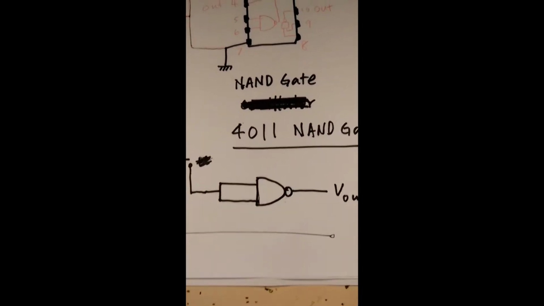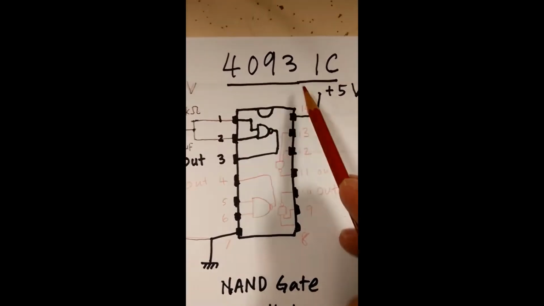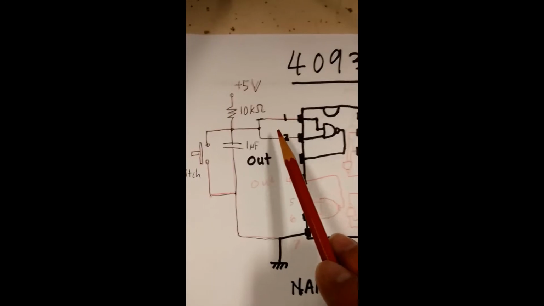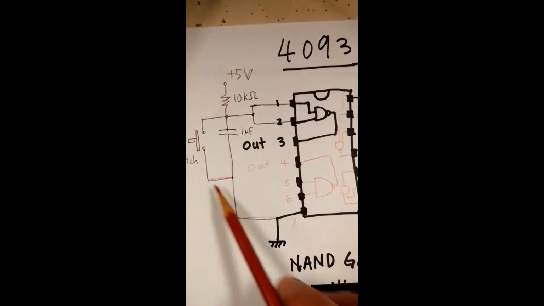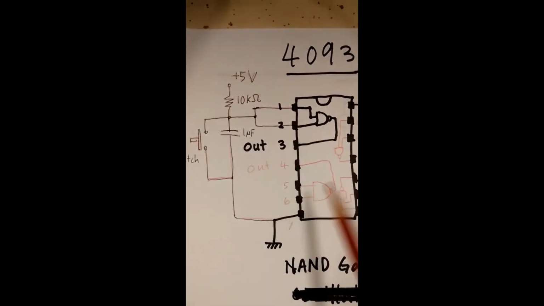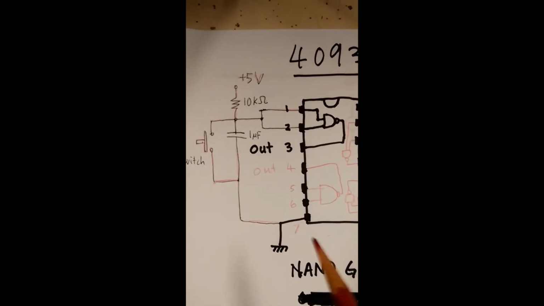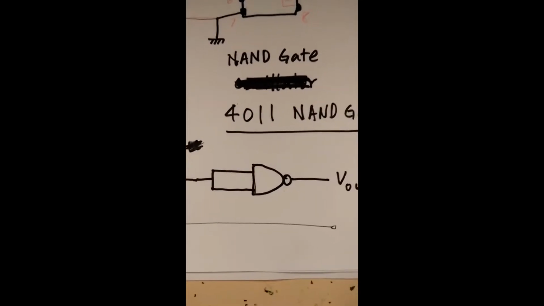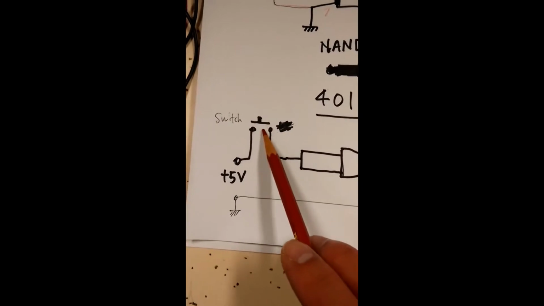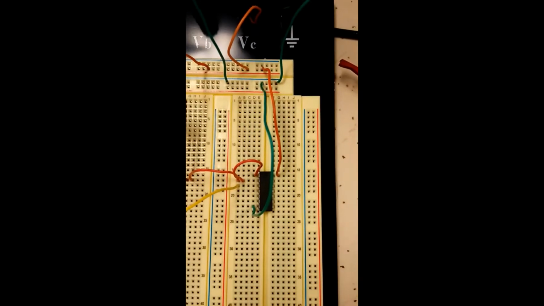So to overcome that problem, we use the 4093, and it's the same. This is a NAND gate, and the circuit diagram we're going to build later is going to reduce the noise at the output. Now we will see later. Of course, we have to revisit the 4011 and see what happens if we use the mechanical switch for the input.